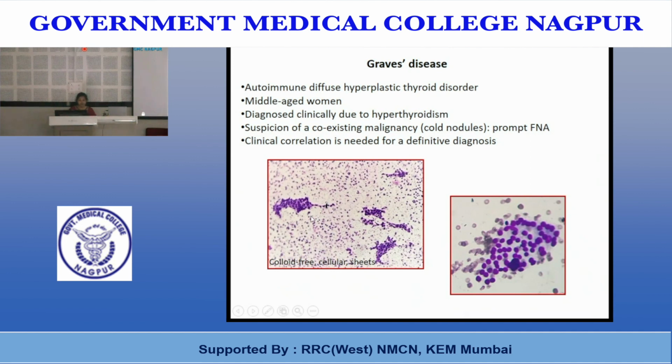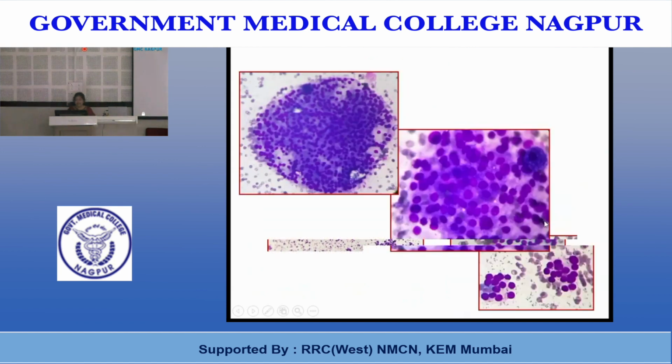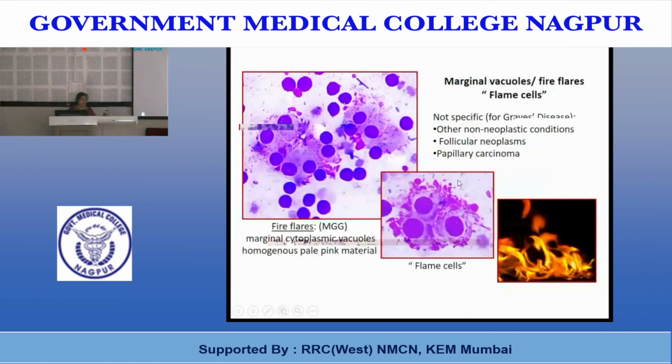And the smears, what do they show? Very little colloid. So it's a colloid-free smear that is quite cellular, and you can have it in sheets or in nice ring-like structures, and the cells have, as I've said again, quite a lot of cytoplasm, which is very delicate. This was a slide which just came in a week ago, and here you can see the fire flares, that is these marginal cytoplasmic vacuoles with homogeneous pink material like fire flares, and that's why they are also called flame cells. Now this is mostly seen in Graves' disease, but it is not specific for it.